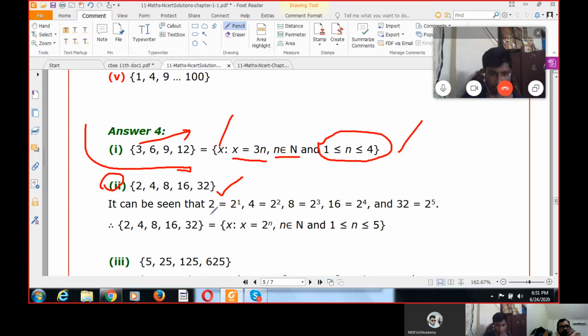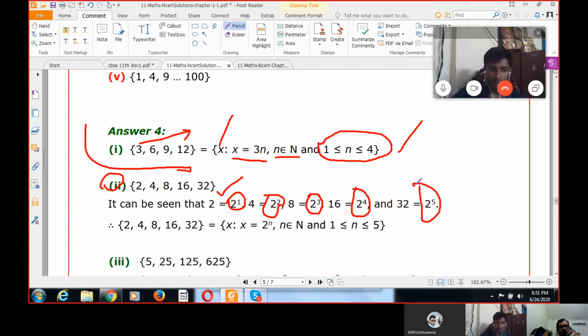Actually, we can write 2 power 1. So first, what's the relationship? 2 is 2 power 1. Next, what is 4? That is 2 square, 2 into 2 is equal to 4. Next, 2 cube equals 8. Next, 2 power 4 is 16. 2 power 5 is 32. Sir, no more terms are there.